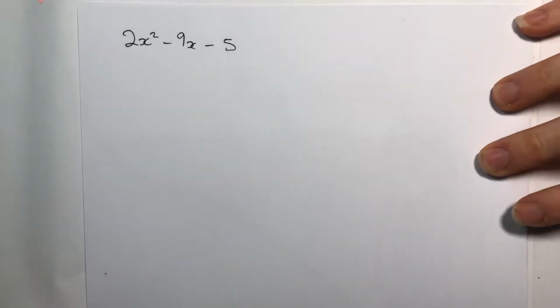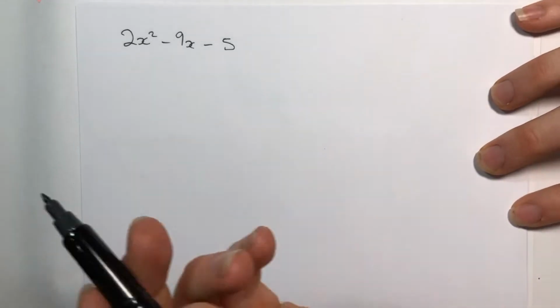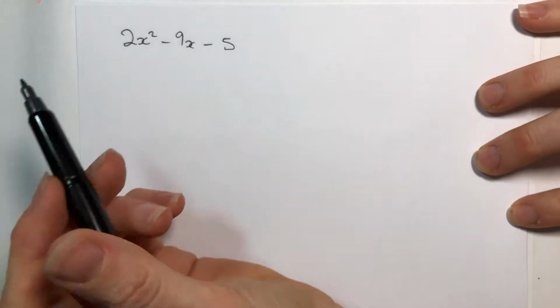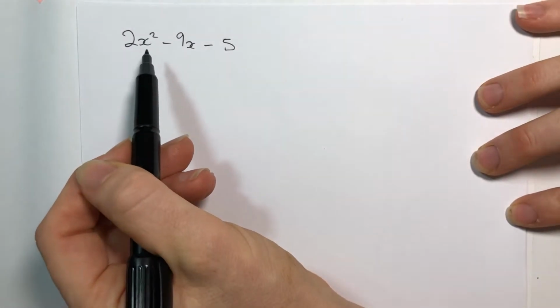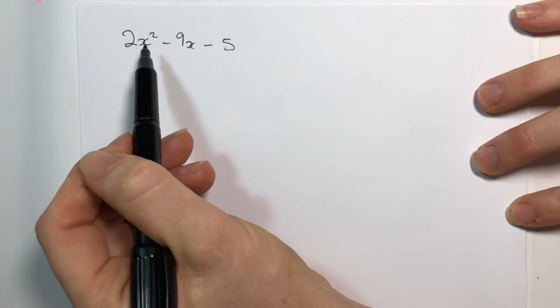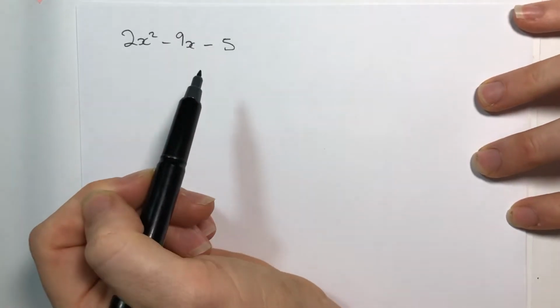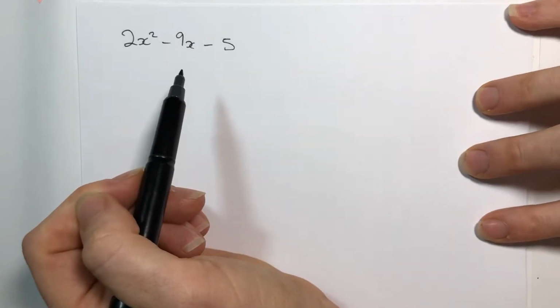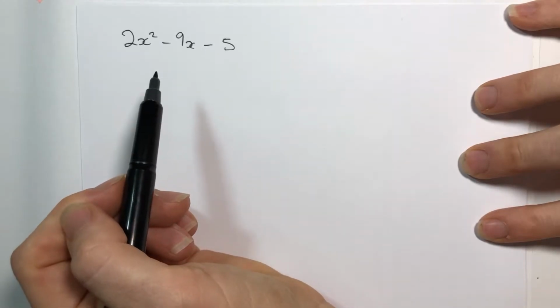Okay, what we're going to try and do here is factorise a quadratic trinomial. It's called a quadratic because it's got an x squared term as the highest power of x, and it's a trinomial because there's 1, 2, 3 terms involved. When we do this, what we need to do first is split it up into 4 parts.